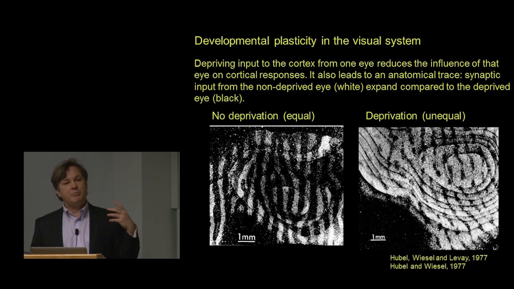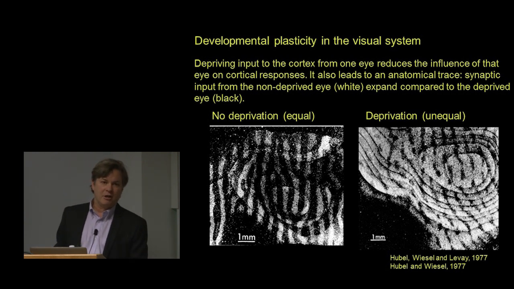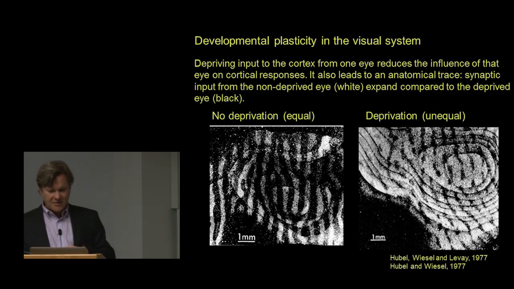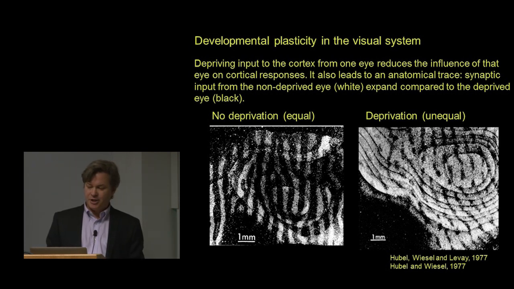If instead they deprived vision of this animal for a very long time, from I think it was several weeks to over a year, they deprived vision from one eye, injected the tracer in the non-deprived eye, and now you see that the white region, the region that receives anatomical input disynaptically from that good eye, is much more than half of the cortical area. It's the vast majority of the cortical area with just very, very sparse thin lines where there was no input from the other eye.